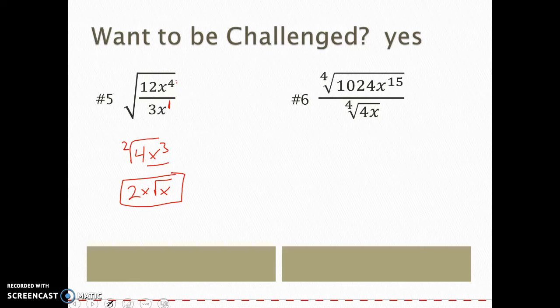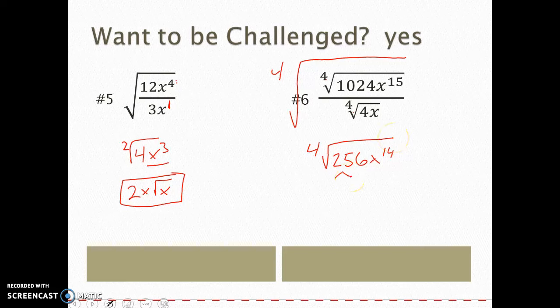And again, what I'm going to do here, I could think about this as one big fourth root, and that way I wouldn't have to do them separately like we have here. And I'm just going to simplify 1024 over 4. And I'm going to write this as a single fourth root. 1024 divided by 4, well, I know 1000 divided by 4 is 250, so that's going to be 256. And then x to the 15th over x to the first is x to the 14th. And so now, since I simplified this as one simple radical, now I'm going to simplify this radical.